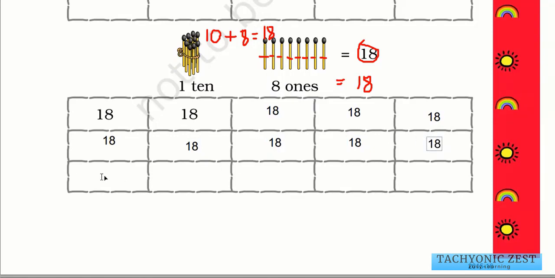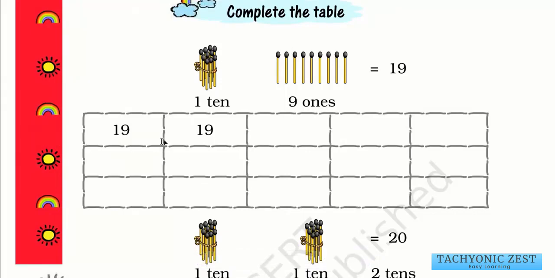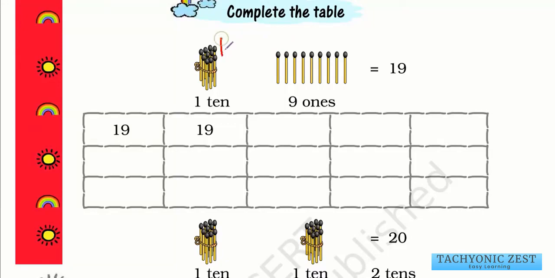Okay, now the rest of the boxes please fill it out. Next is 110 9 ones. So now again we know that 110 is equal to 10. So this is equal to 10 and 9 ones. So plus 9 ones means it is equal to 9. Okay, so this is equal to how much? So 10 plus 9. Now in order to find 10 plus 9, we know that this 110 is equal to 10. So we have to add 9.